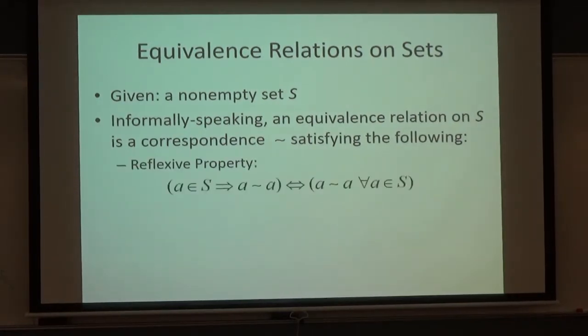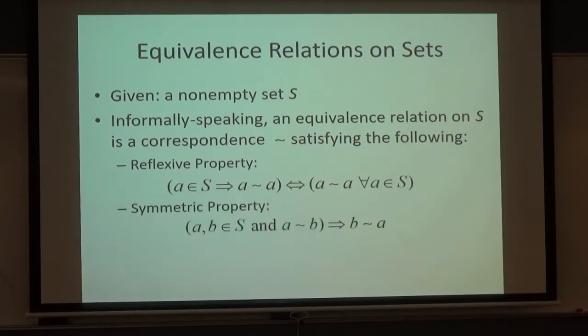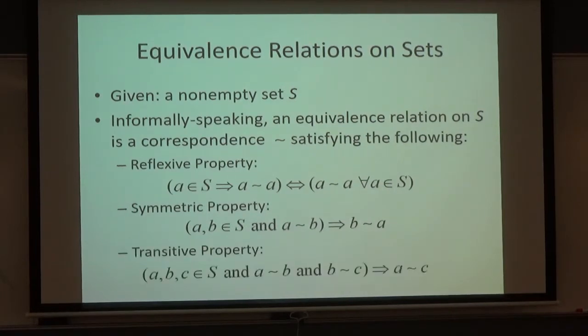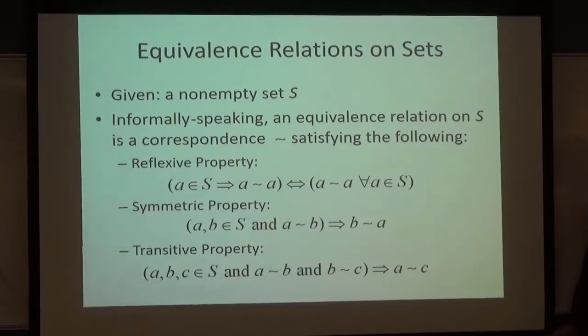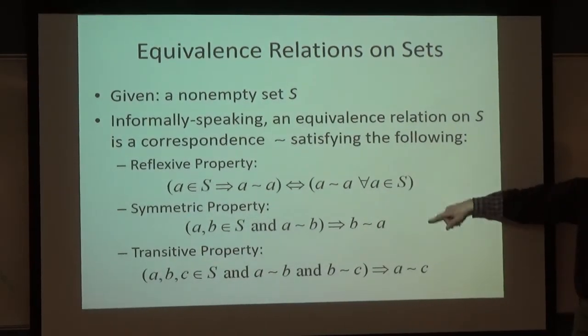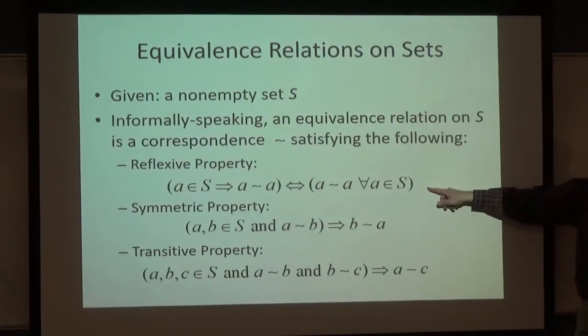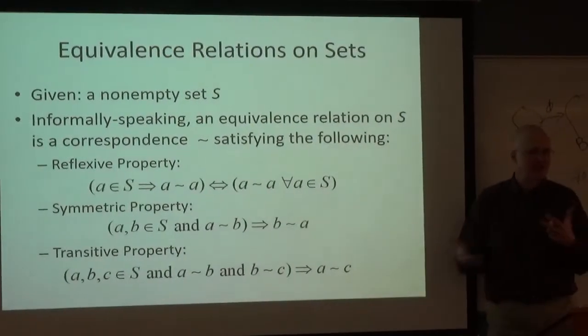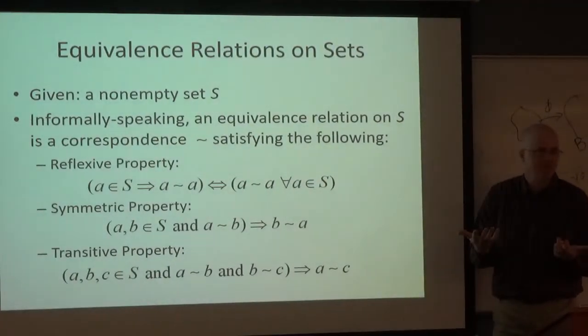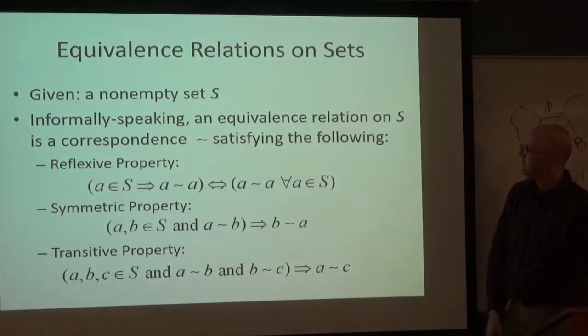Reflexive means every element in the set is equivalent to itself under the equivalence relation. Symmetric means if A is equivalent to B, then B is equivalent to A. Transitive means if A is equivalent to B and B is equivalent to C, that implies A is equivalent to C. I think it's easiest to get these two mixed up as far as which is which. Reflexive and symmetric kind of sound similar, like they have a similar meaning. Okay?